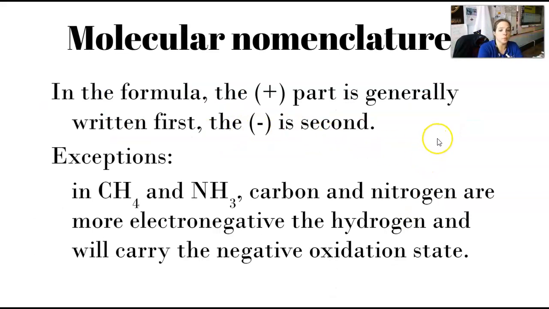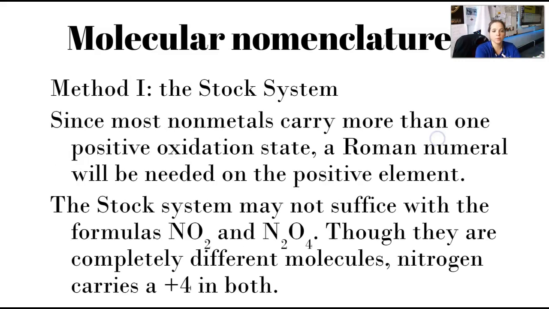So in the formula, the positive part is generally written first and the negative is second, with the exceptions of CH4 and NH3. Carbon and nitrogen are more electronegative than hydrogen and will carry the negative oxidation state. And those are the only exceptions, CH4 and NH3.